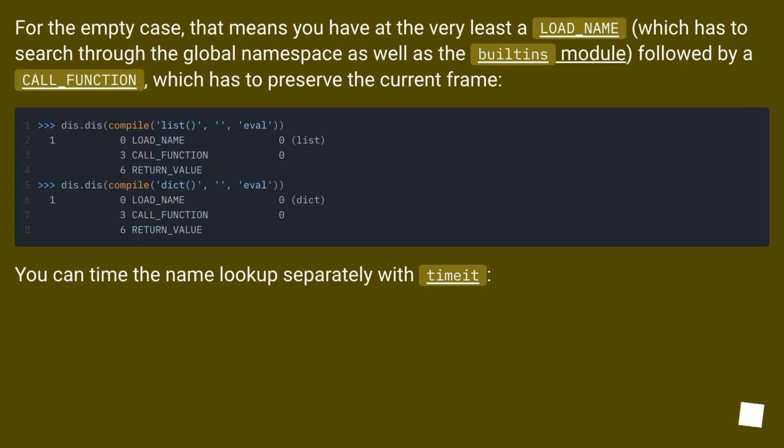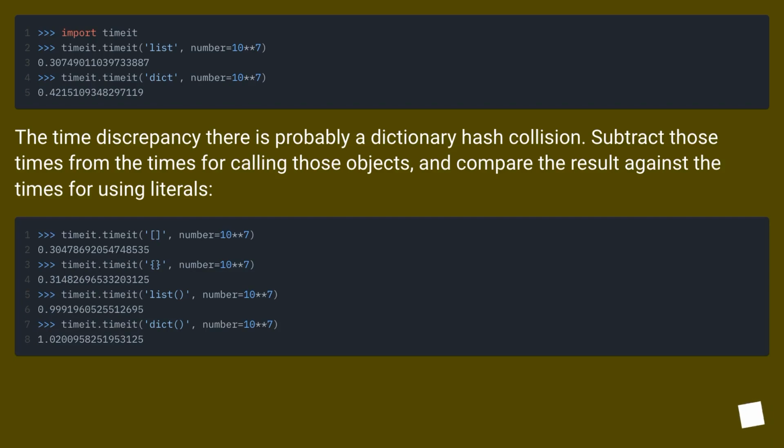For the empty case, that means you have at the very least a LOAD_NAME, which has to search through the global namespace as well as the builtins module, followed by CALL_FUNCTION, which has to preserve the current frame. You can time the name lookup separately with timeit. The time discrepancy there is probably a dictionary hash collision. Subtract those times from the times for calling those objects, and compare the result against the times for using literals.